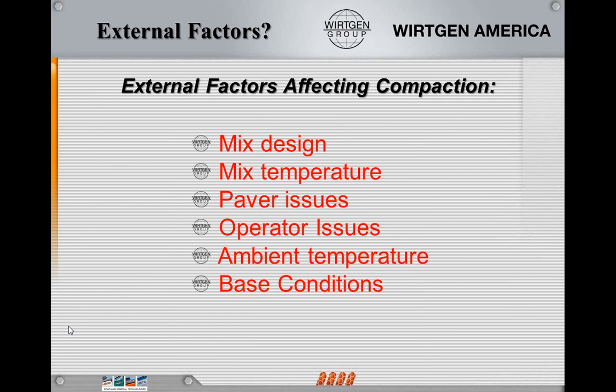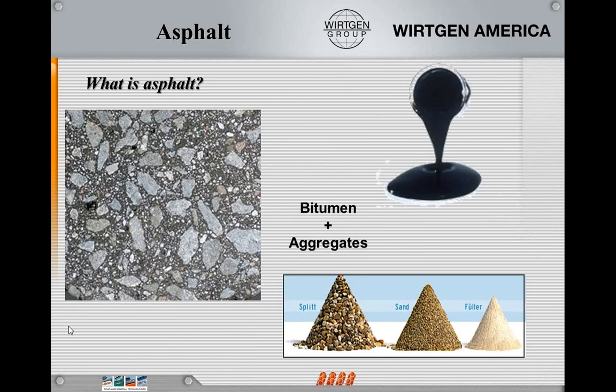Mix temperature, if we have a plant, that's the only temperature we can control to some extent. A lot of that will have to do with what our hauls are going to be. We might have some paver issues, might have some operator issues. The ambient and base conditions. Base conditions, when we talk about that, if we do not have a good base to pave over top of, we're not going to have a good, long-lasting, durable surface mix over top of it. So base conditions is critical.